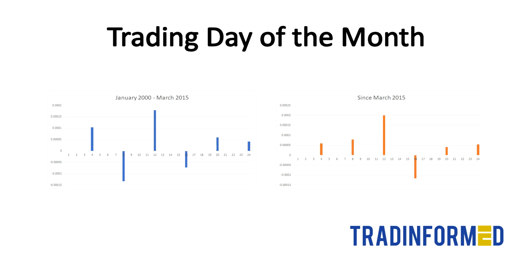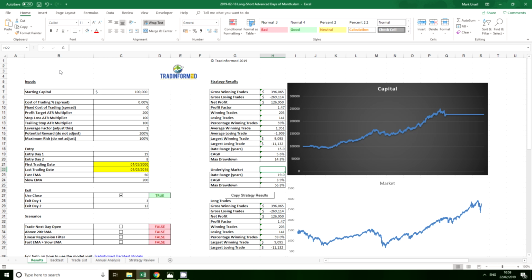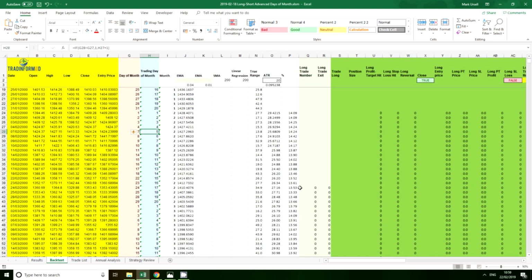Now let's have a look at how I have tested this theory using an actual backtest model. On the screen at the moment is a TradeInformed backtest model, and I'm going to show you how I have set up the backtest. Now if I click over here on the Backtest tab, you can see this model is set up in Excel, and it is a way to test all sorts of different trading strategies. I'm going to go over some of the features here, but if you'd like more information about this, there is a link on the screen at the moment and below this video, so please check that out.